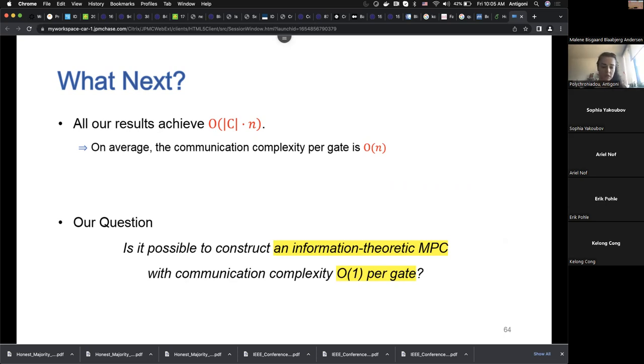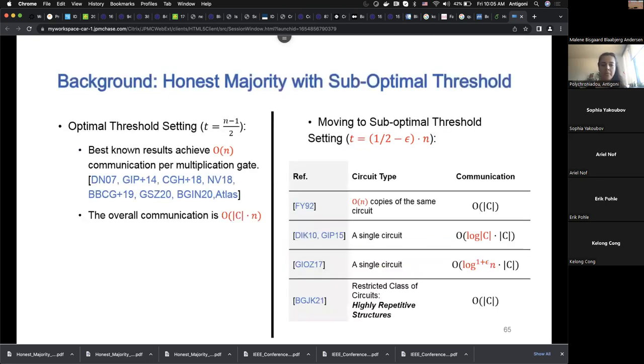So we are going to achieve this result without increasing the preprocessing a lot. I'm going to give you the numbers. Here are the previous works. If we have honest majority, like the previous protocols in Atlas, we need communication complexity which is linear in n. And if we consider a slightly suboptimal threshold, based on works that use packed secret sharing, then we can get communication which is not linear in n.